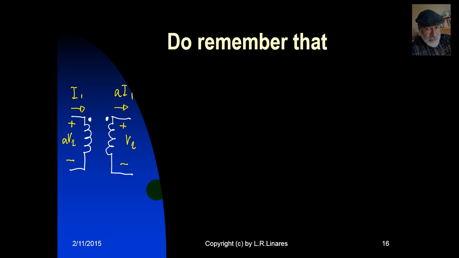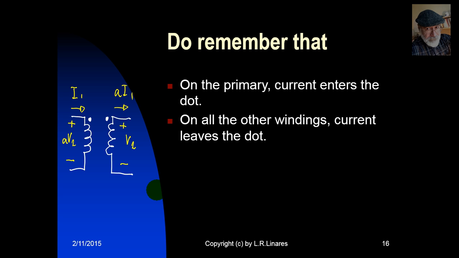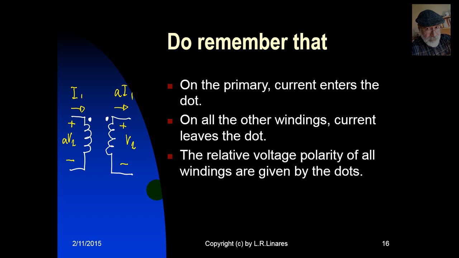However, a sort of summary, emphasizing that you should remember that on the primary, always current is entering the dot, and that in all the other windings, the current is leaving the dot. More, the relative polarity of voltages in all windings are given by the dots. And last, the current in the primary is the linear combination of the currents in all the other windings in the circuit according to that equation.